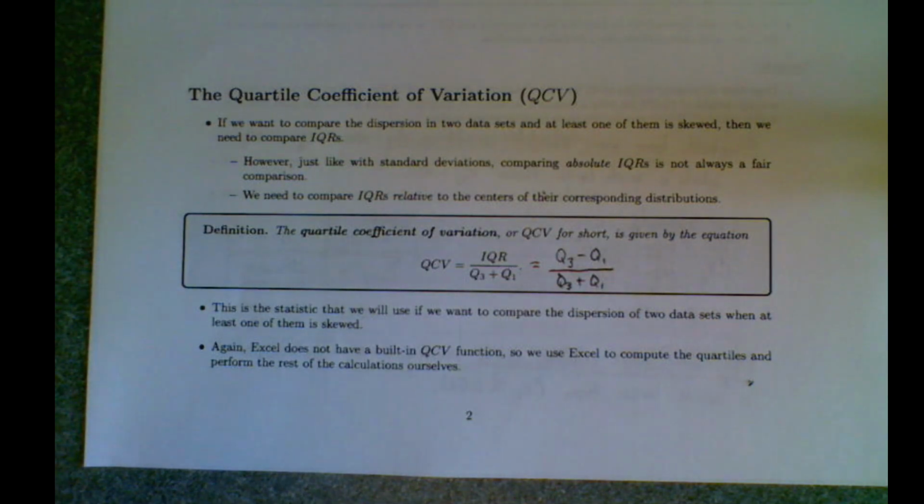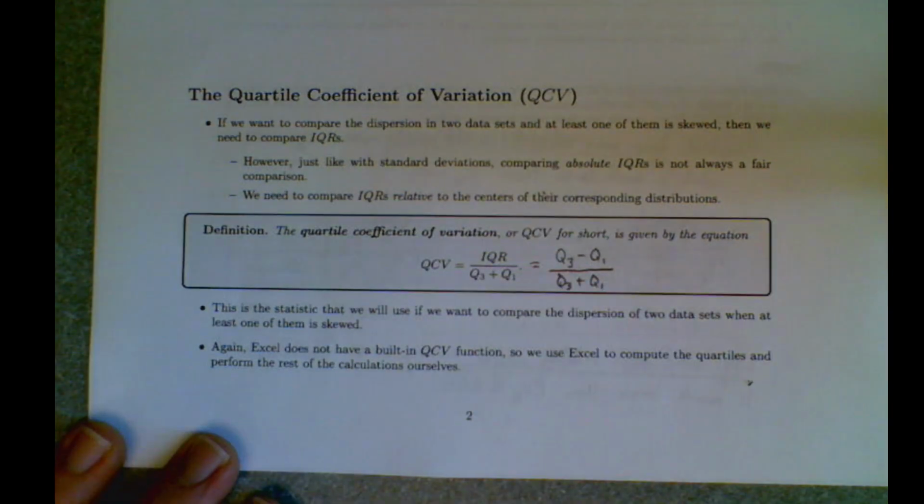So if we just want to describe the amount of variation in a data set that is skewed, we'll use the IQR. But if we want to compare the amount of variation in two data sets and at least one of them is skewed, then we'll compute the QCV.